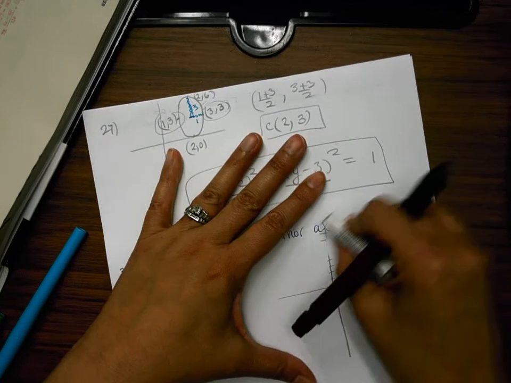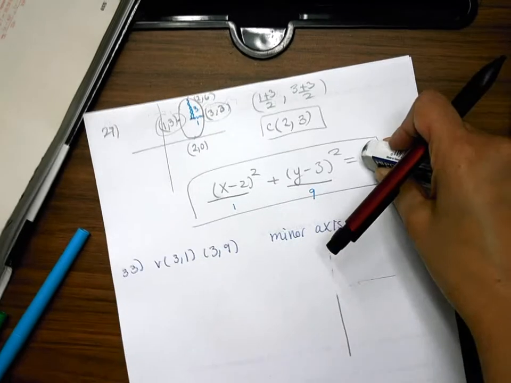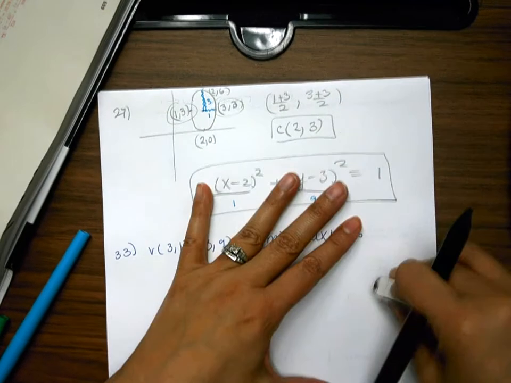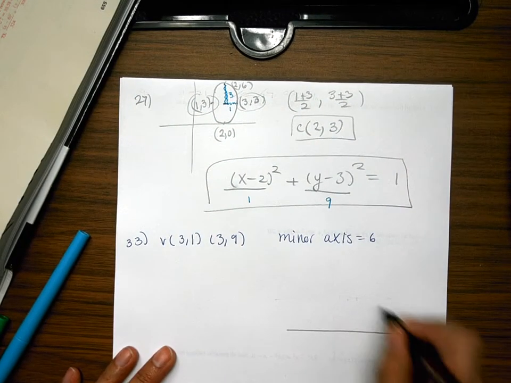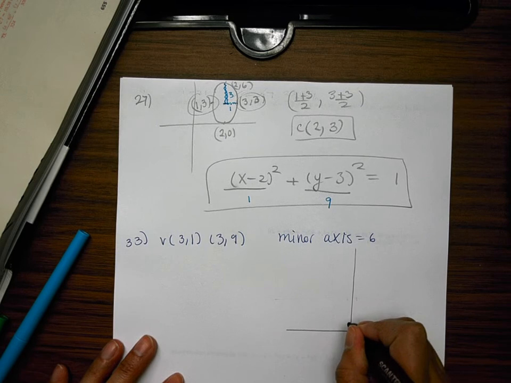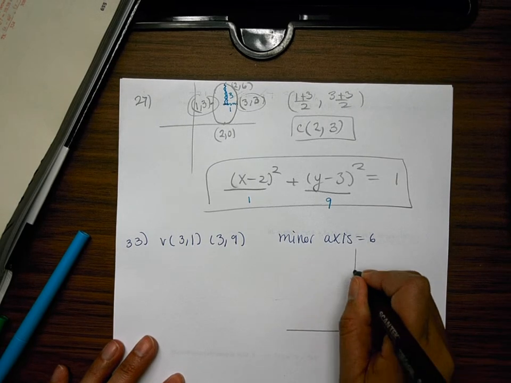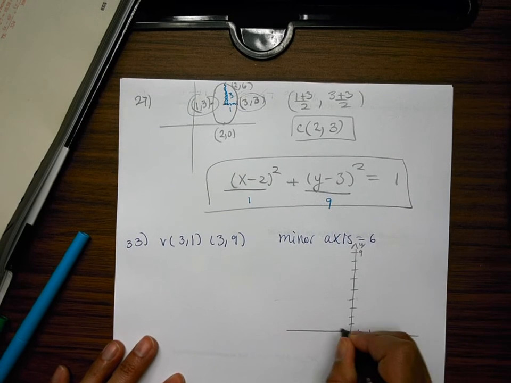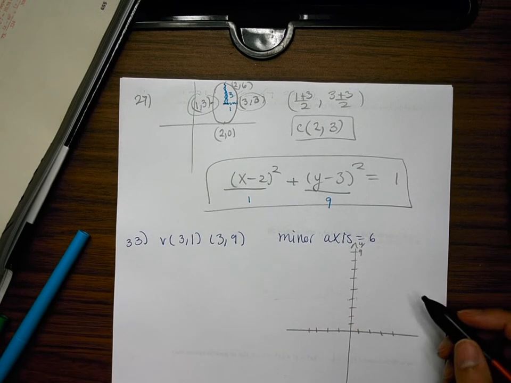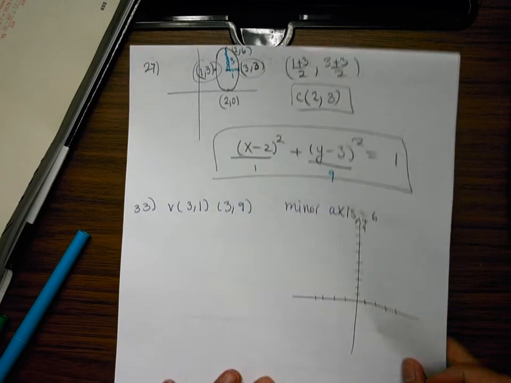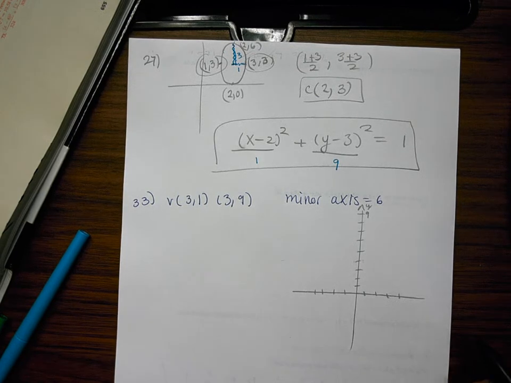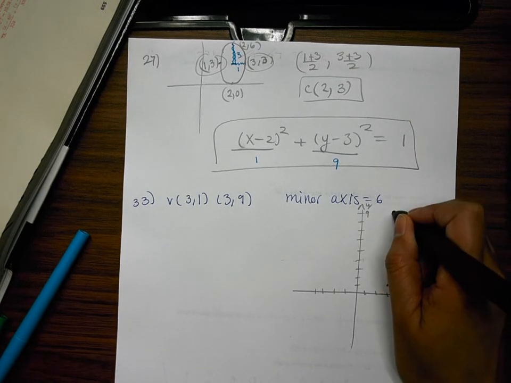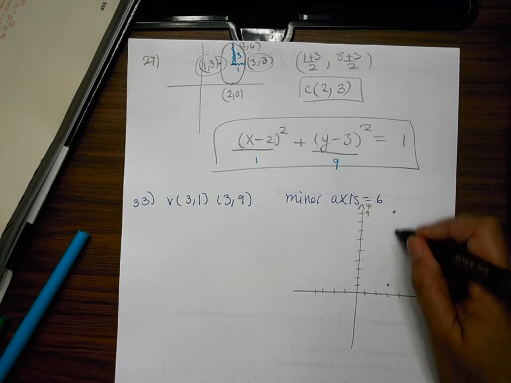Okay, I'm going to redraw this just a little bit better. Okay, so (3, 1) and (3, 9). Those are my vertices, those are my endpoints.